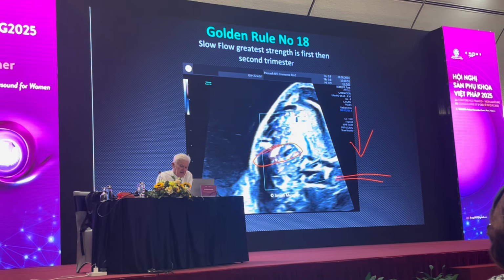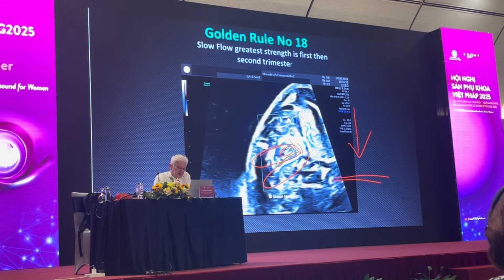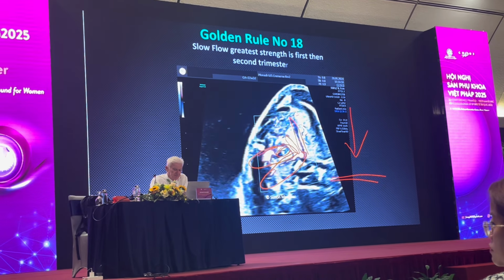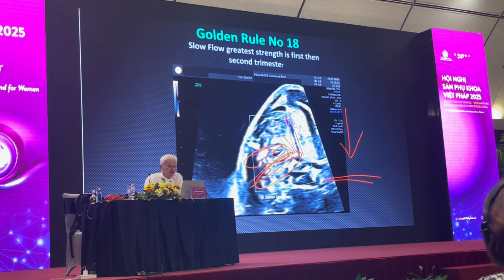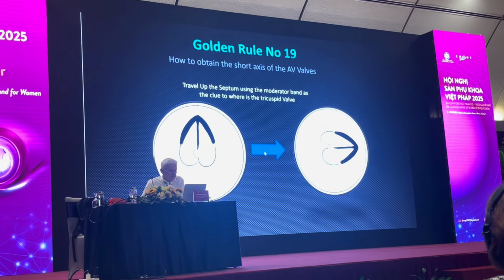And now you can see the trachea, transverse aorta, pulmonary artery, and you can see the vessel running behind the trachea is an aberrant subclavian.